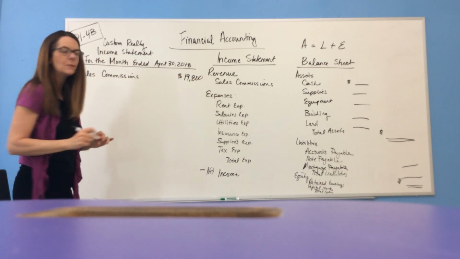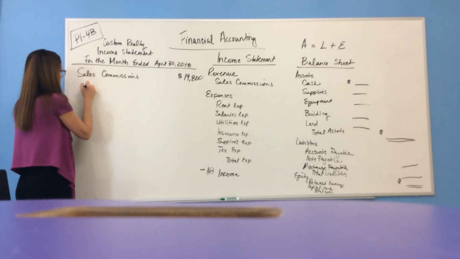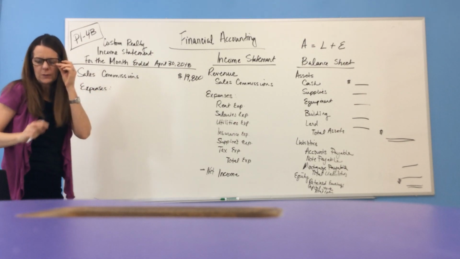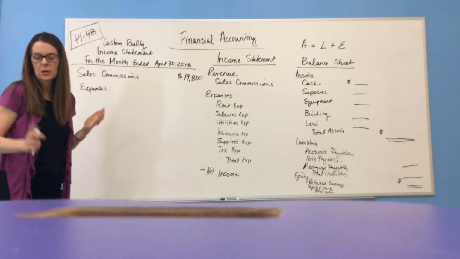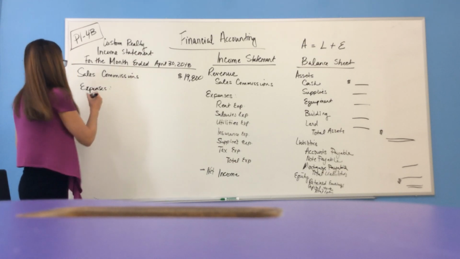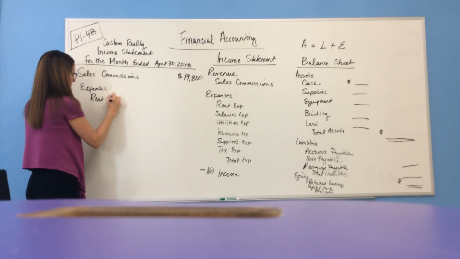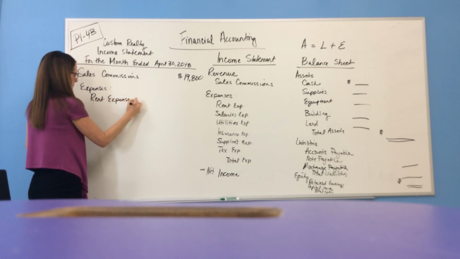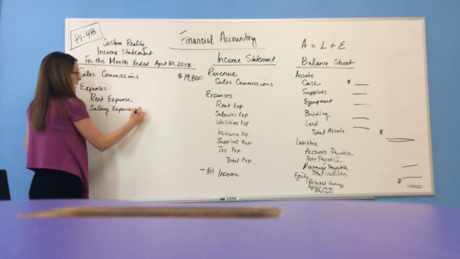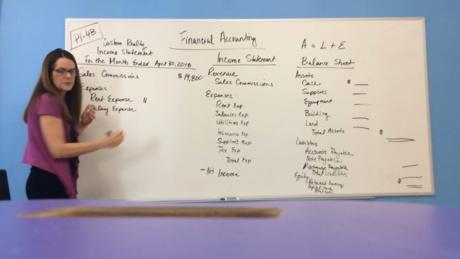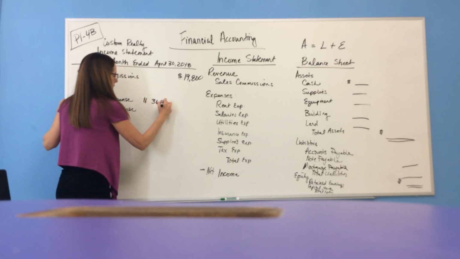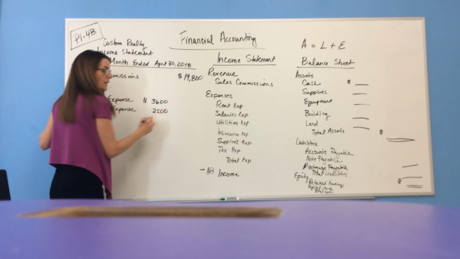So that's over here in the second column, right? My next line is going to be expenses, just like here, with a colon. That might already be there for you. And then I'm just going to start listing them as they appeared in the book. So I have rent expense, salary expense. And I'm going to put those here in the first two columns. Those are going to be 3,600 and 2,500.